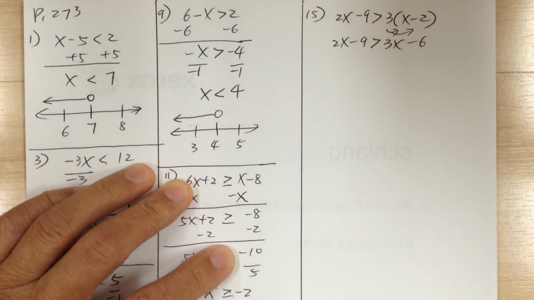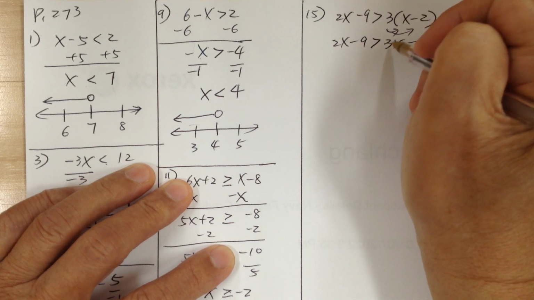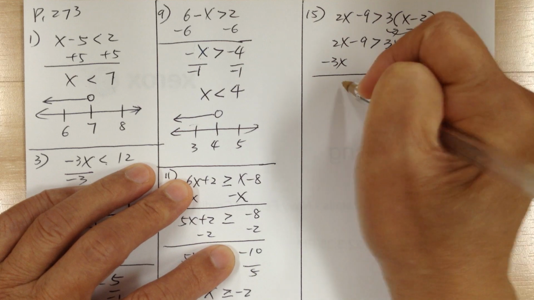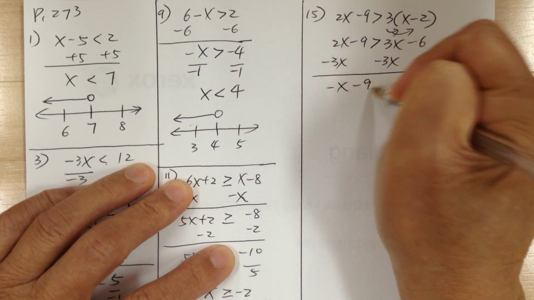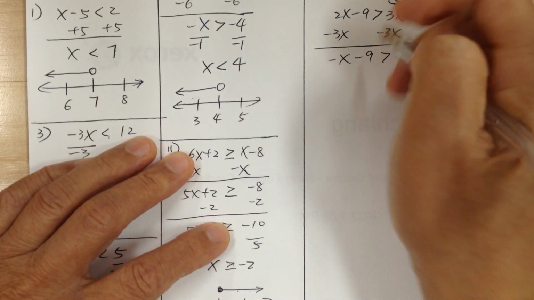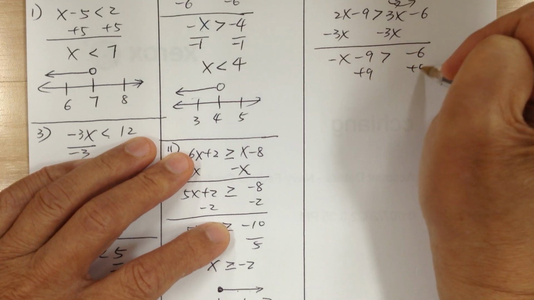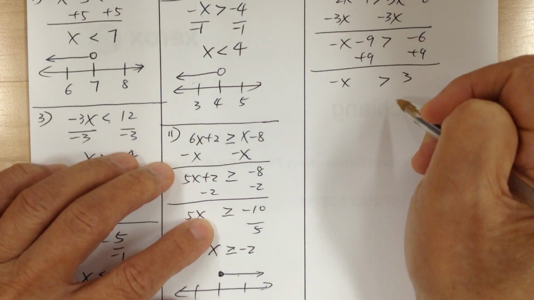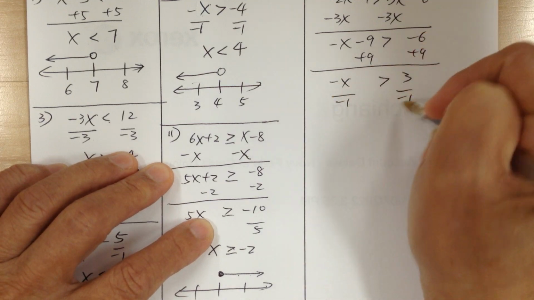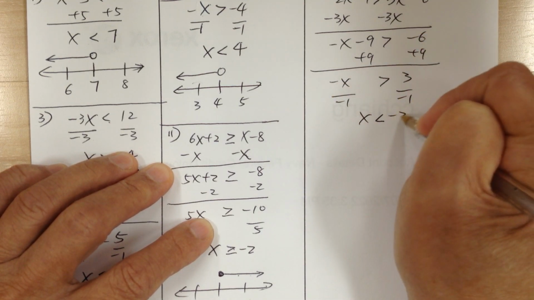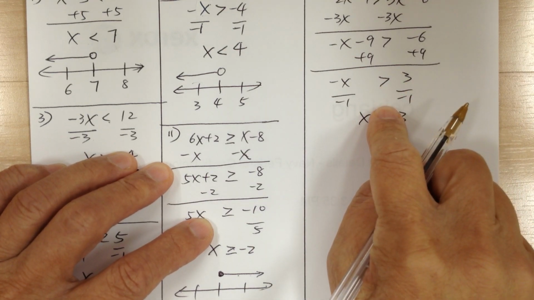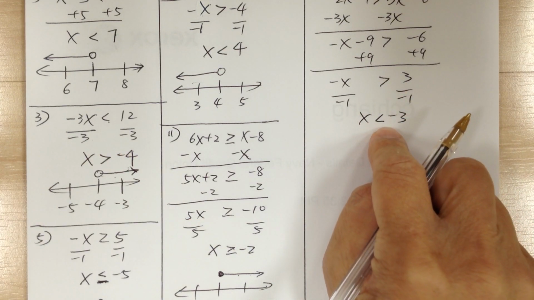And let's move the variable to the left-hand side. Okay, move it over to the left-hand side. So minus 3x on both sides. So you got negative x minus 9 is greater than negative 6. Then you go in plus 9 on both sides. So you got negative x is greater than 3. Then divide by negative 1. So x would be less than negative 3. Okay, remember to change direction when you multiply or divide by negative 1.